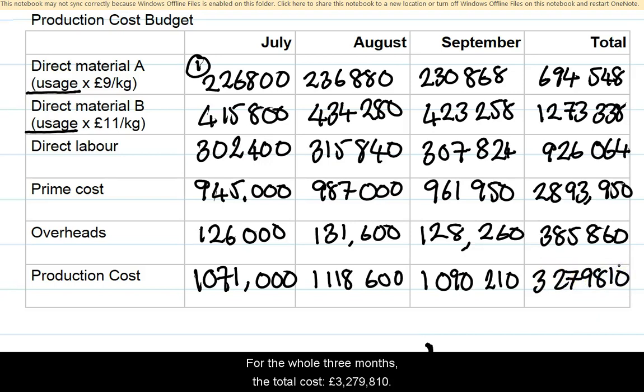For the whole 3 months, the total cost is £3,279,810. And there we've completed our production cost budget, which brings together material A costs of usage, material B costs of usage, labour costs, and we add in finally our overheads. Thank you.